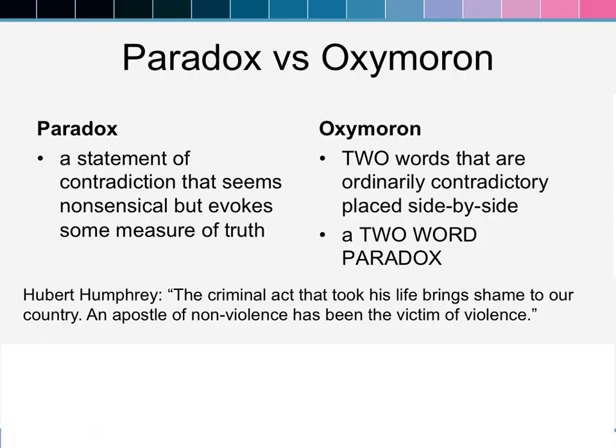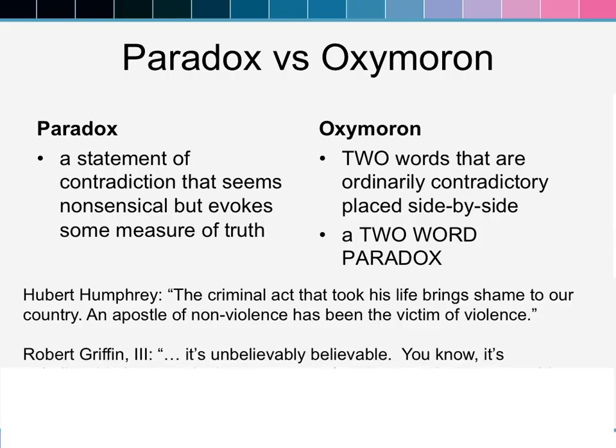So think about this. Do we have two words that are placed side by side? Or are these ideas that are sort of separated in the sentence? Right. You have that separation. The idea of him as an apostle of nonviolence being the victim of violence. It's the opposite of what you would expect, yet it's exactly what happened to him. So let's look at the next example.